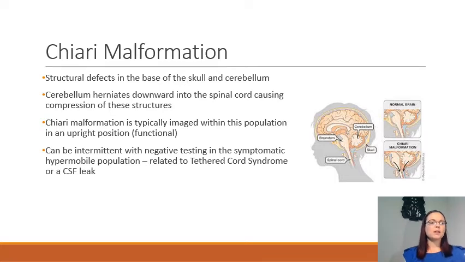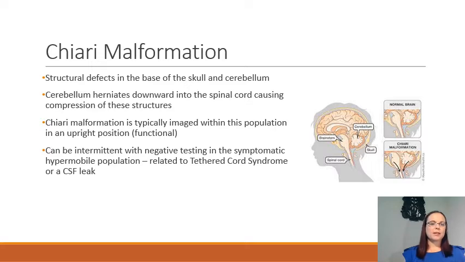and that's going to compress those structures that are in that area. Typically, we want to image this in this population, especially because we have issues against gravity. It's hard to hold connective tissue that's dysfunctional up against gravity. So we want to do these upright MRIs for upper cervical instability and also looking for Chiari malformation. With this particular population, we might actually see intermittent Chiari malformation with possible negative testing in the past, even if the patient is on and off symptomatic.